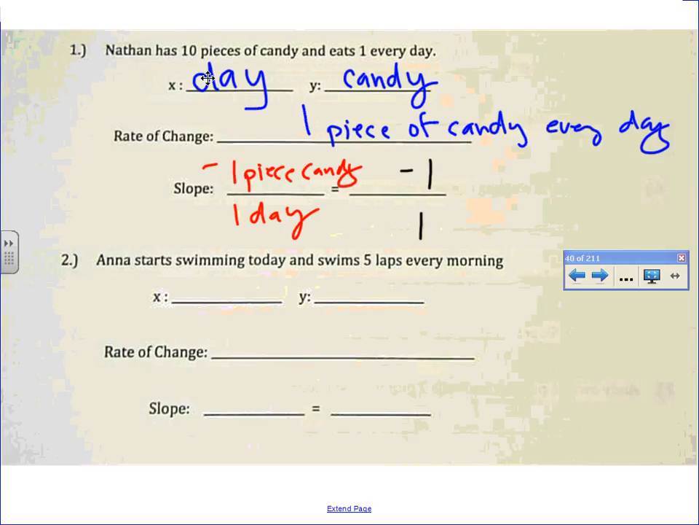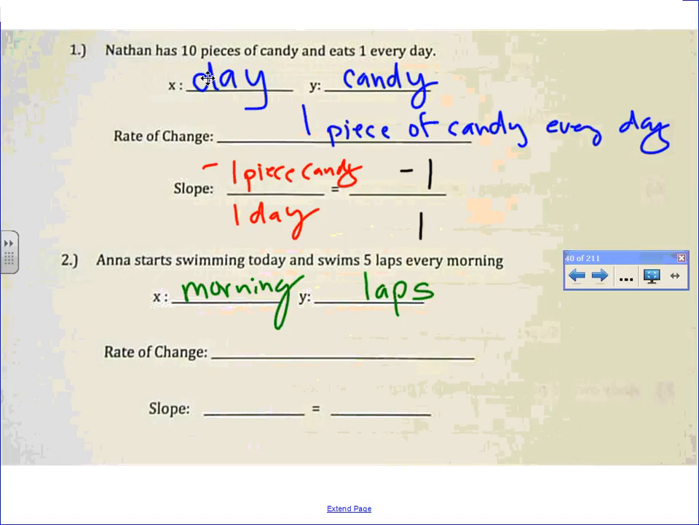All right, number 2. Anna starts swimming today. Let's pretend she starts swimming today, and Anna decides to swim 5 laps every morning. Alina, what is x in this problem? Good, morning. So x is morning. That's in regards to time. You can't control that. Marissa, what is y? Good, laps. If you have questions, please let me know as we're going. So morning is x, laps is y.